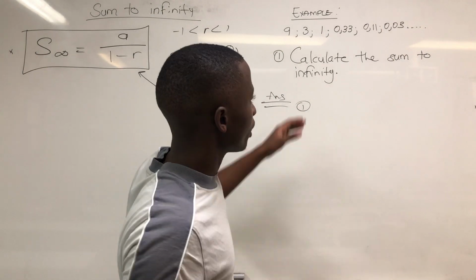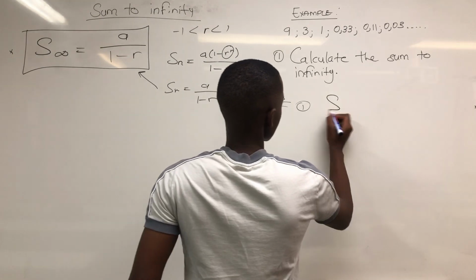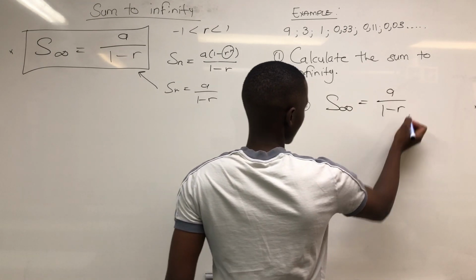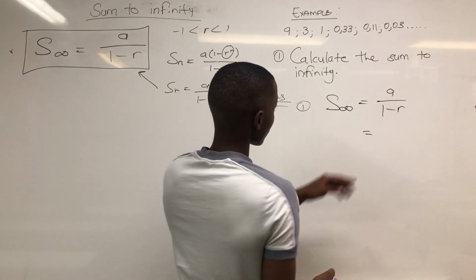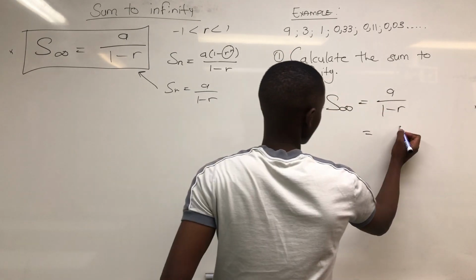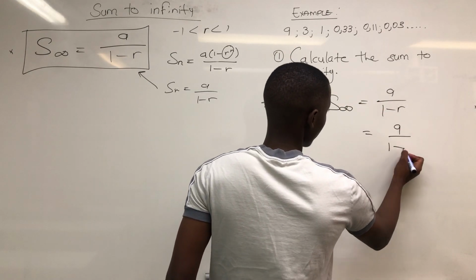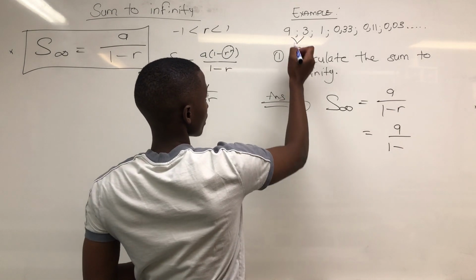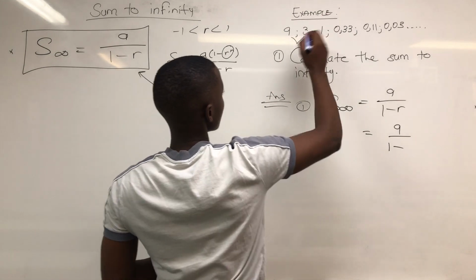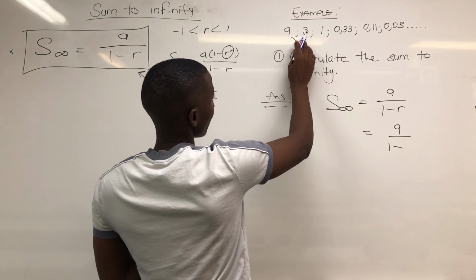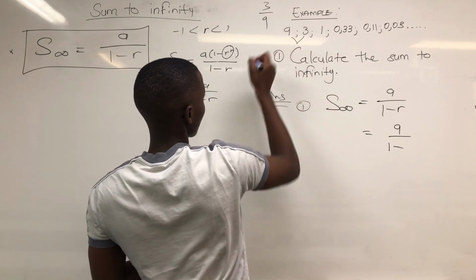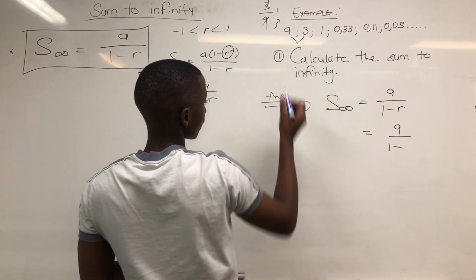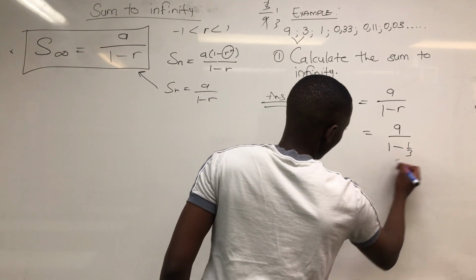Let's calculate the sum to infinity. Our sum to infinity will be equal to a over 1 minus r. It's going to be equal to the very first term, which is 9, over 1 minus what's our r? Let's find our r. It's going to be t3 over t2... which is 3 divided by 9. This cancels this, we have 1. This cancels this, we have 3. So it's 1 over 3.